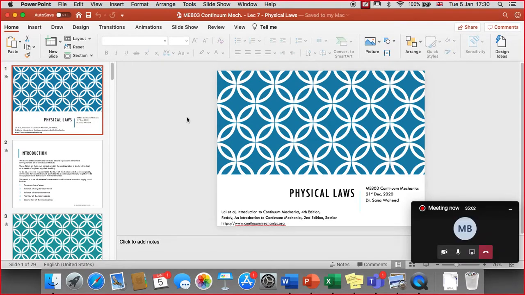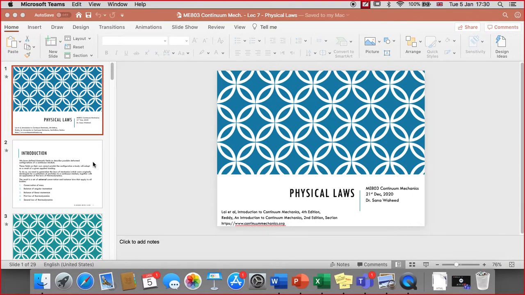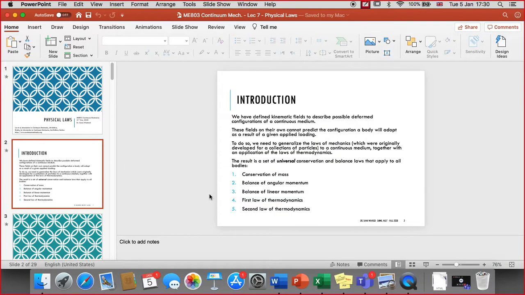Last week we had finished looking up the rest of the universal physical laws. So that is the four that were remaining, which is the principle of angular momentum, the principle of linear momentum, the first law of thermodynamics, and the second law of thermodynamics.